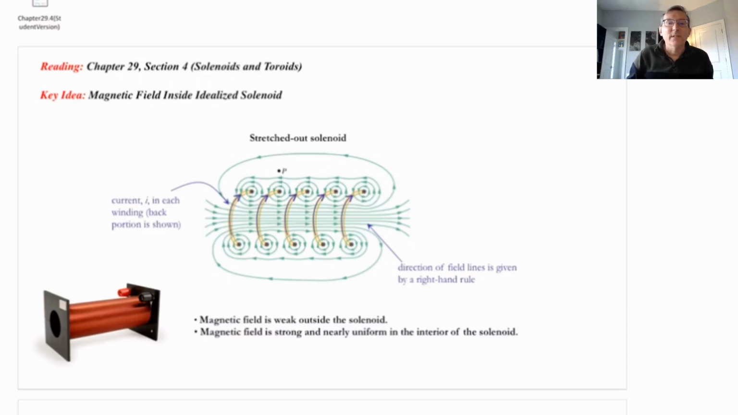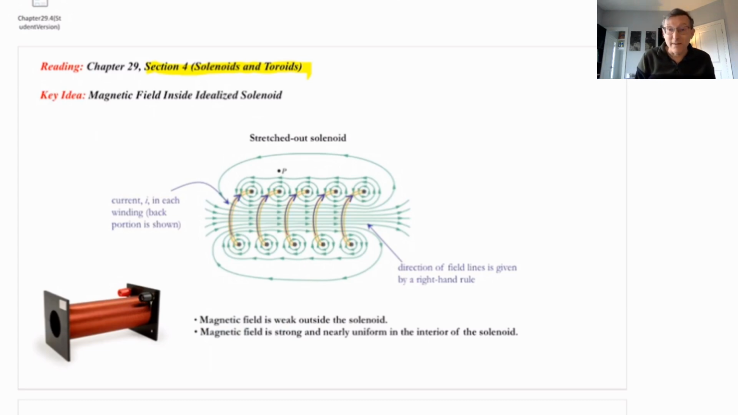Hello again. This is video lecture 29.4, and we're studying sections 4 and 5 in chapter 29. Section 4 is going to talk about calculating magnetic fields for two rather particular current distributions. One is what's called a solenoid, and the other is called a toroid. We're going to start with a solenoid.